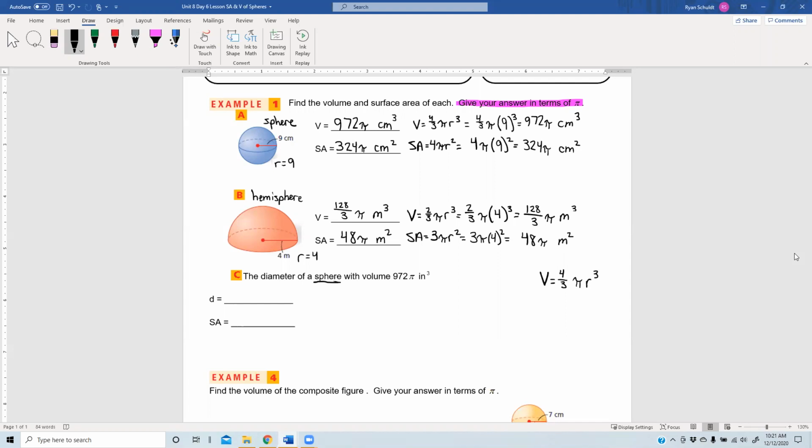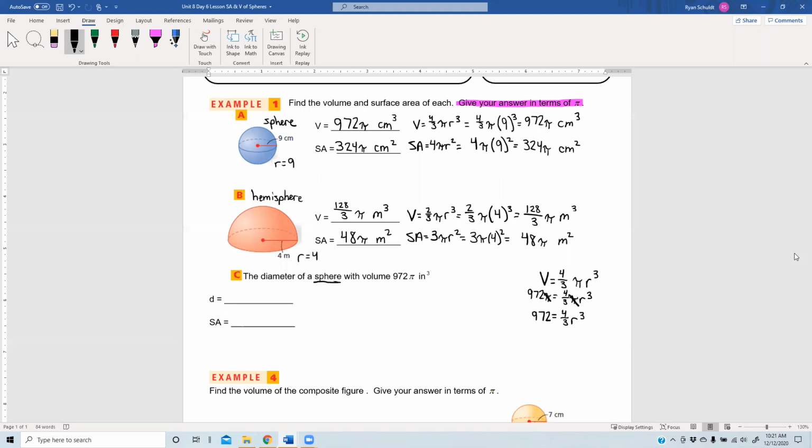Okay, so volume they tell us is 972 pi. Plug that in, that's going to be equals 4/3 pi r cubed. The pi's will cancel out because we can divide them. So we're left with 972 equals 4/3 of r cubed.